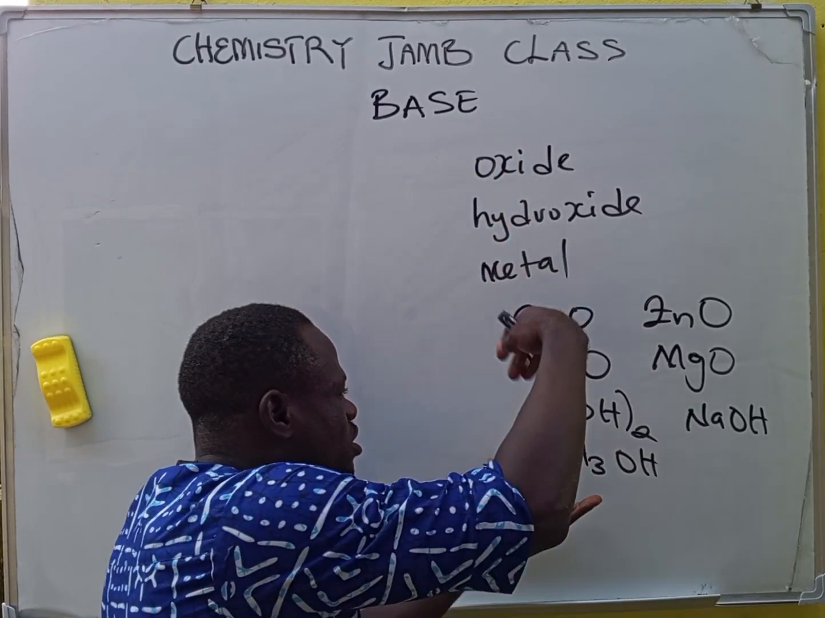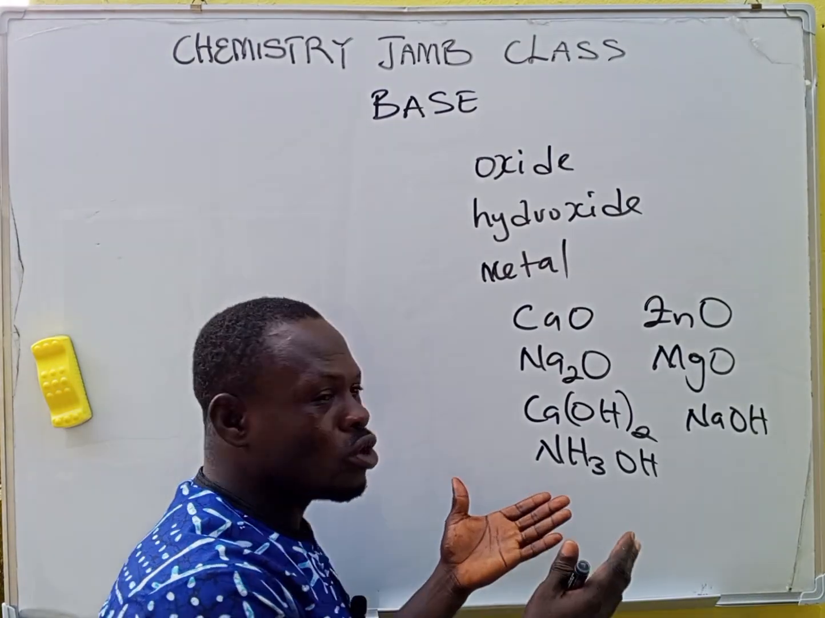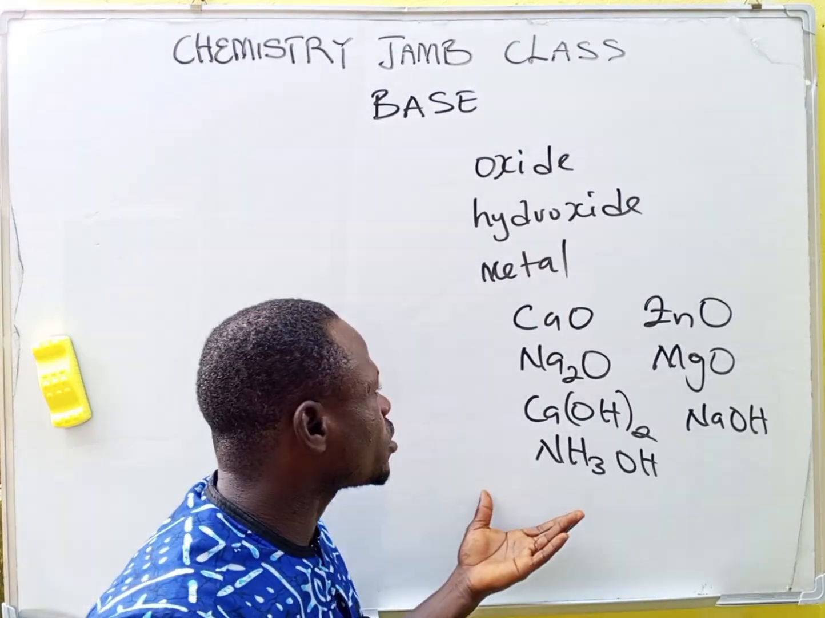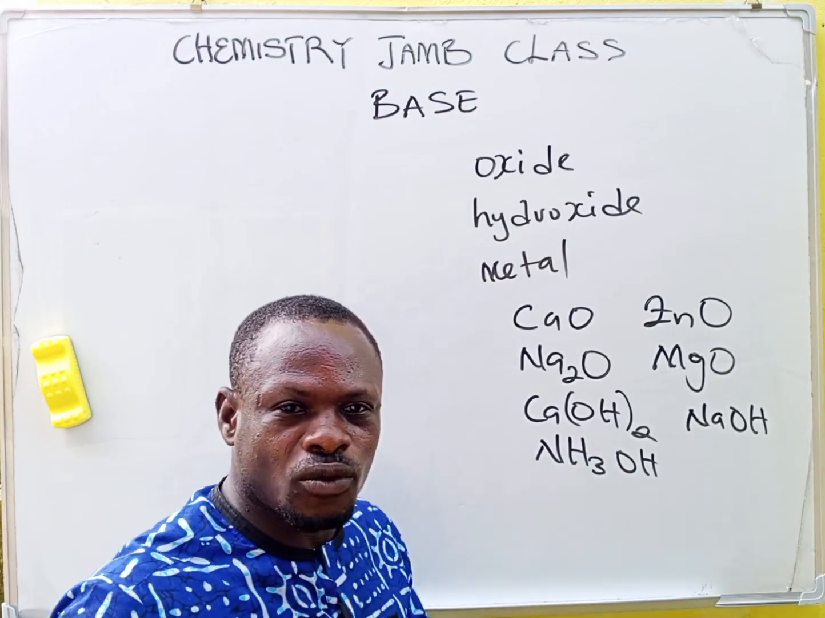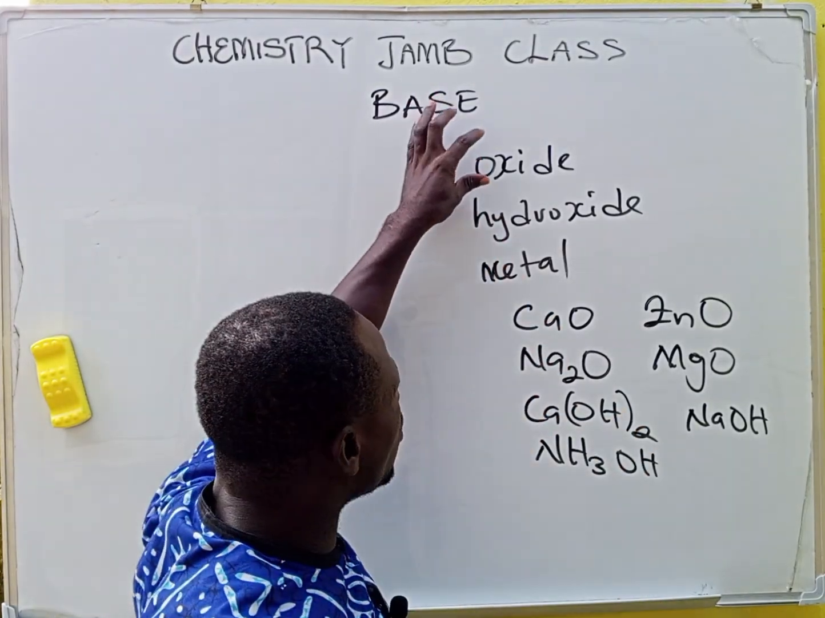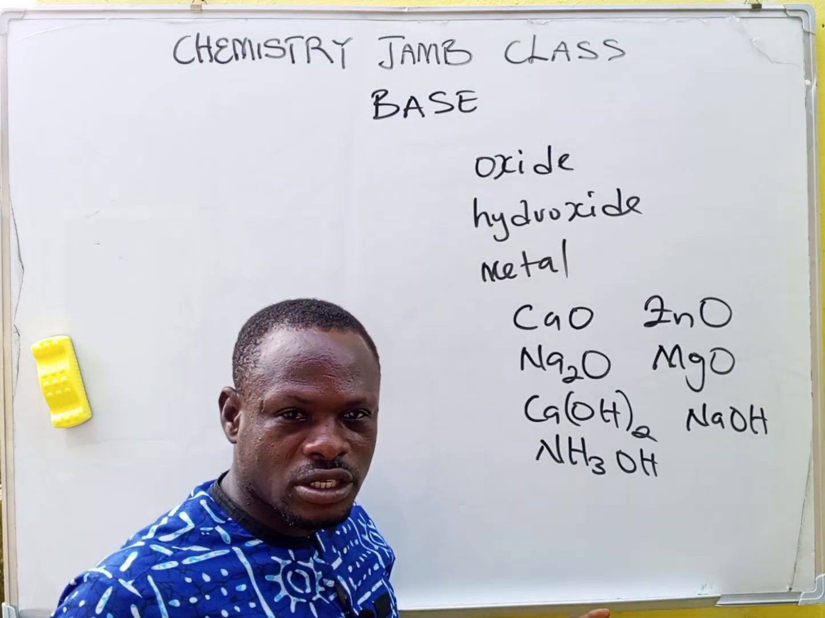So anytime you see this kind of thing, because there are some questions I've just seen where they brought out some acid, some salt, and some of these bases mixed together. They now ask you to identify a base. So a base is oxide, hydroxide, and metal. They form what we call a base. Do you understand?